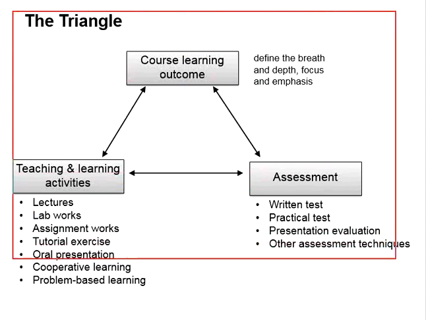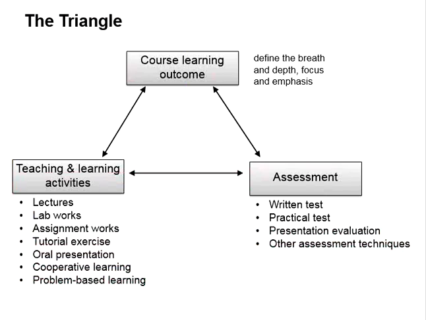Since we talk about the alignment between the course learning outcome, teaching and learning activities, and the assessment, let us look at the golden triangle, which is famously known in the academic field. First, we have the course learning outcome. This defines the purpose of that particular course. The learning outcome for that particular course will be strongly correlated to the purpose of that course.